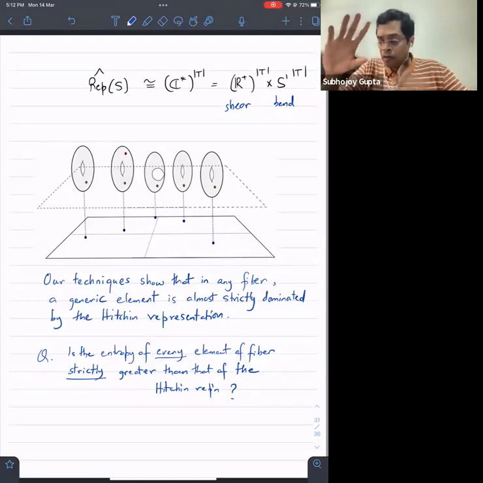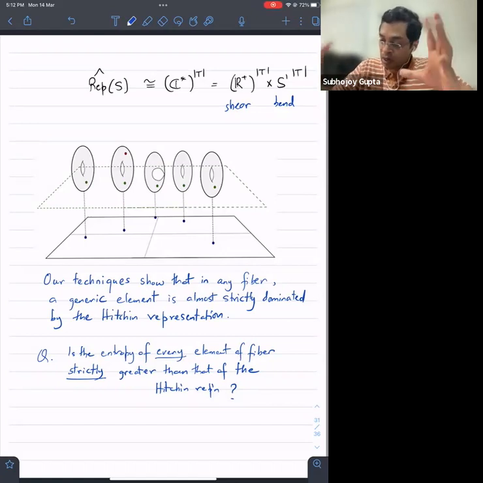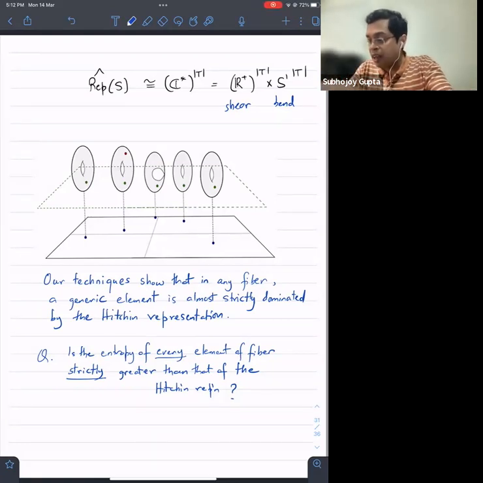the Hitchin representation. So very roughly speaking, whenever your curve crosses one of these triangles with complex parameters, when you replace them with the modulus, there's some kind of strict triangle inequality in some sense. Then you pick up an actual strict inequality, and you'll get this almost strict domination. So for generic elements you have almost strict domination, and it should be possible to show that the entropy of every element is in fact strictly greater.